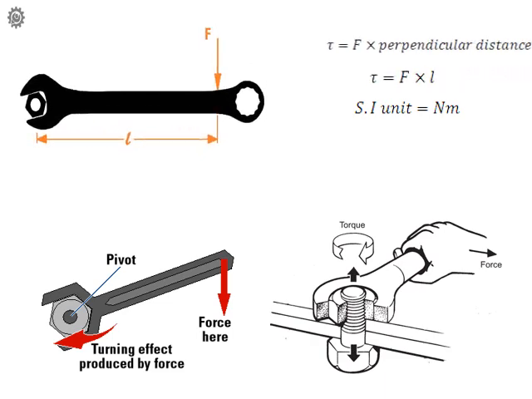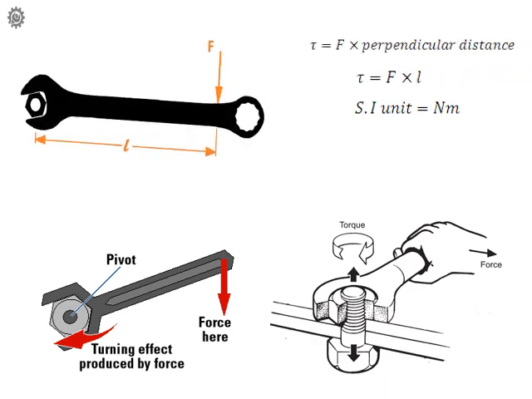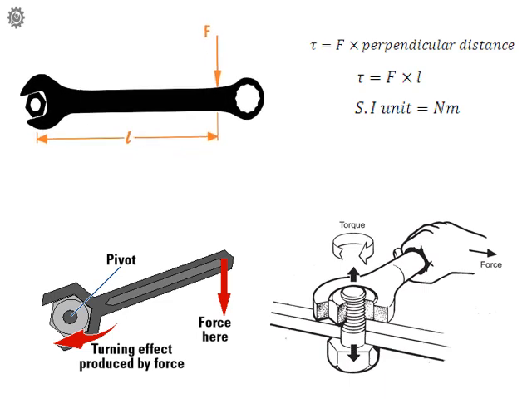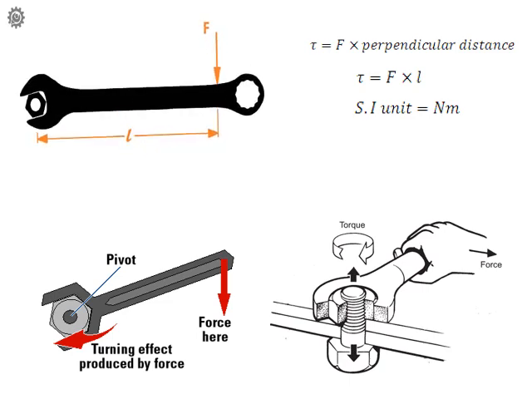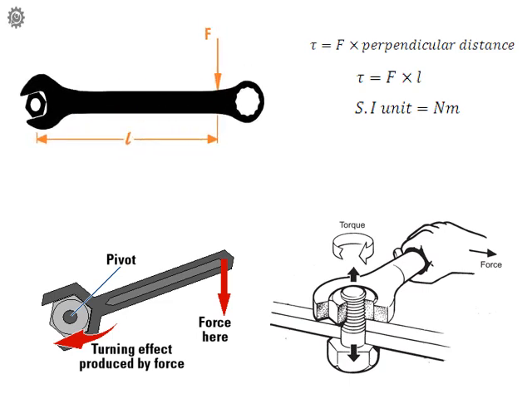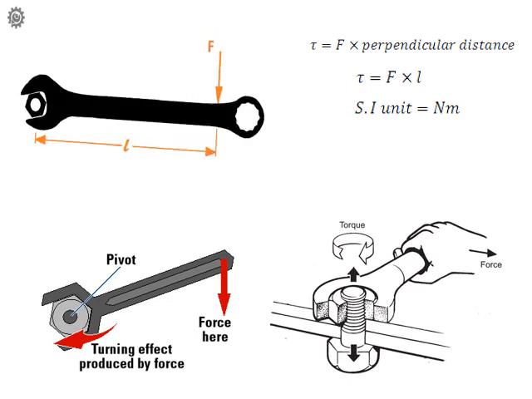So the formula is already learned. Torque is equal to force into perpendicular distance. Here the perpendicular distance is your length L. So torque becomes F into L. The SI unit is Newton meter.